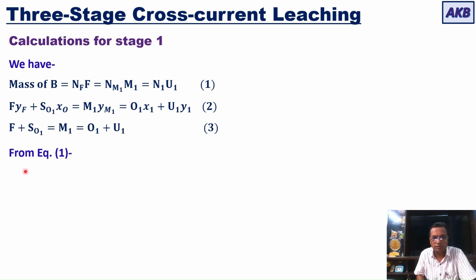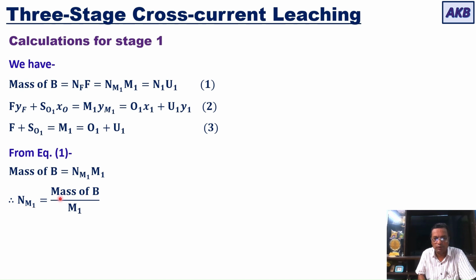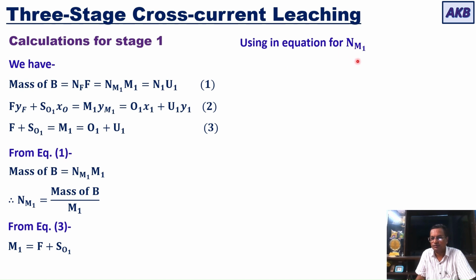And now what we will do, from equation 1, I will write this equation. Mass of B is equal to NM1 into M1. So I can equate mass of B to NM1 into M1, and then I can write the equation for NM1. So NM1 will be equal to mass of B upon M1. And for M1, I will use equation 3. From equation 3, M1 is equal to F plus S naught 1. So now I can replace M1 in the equation for NM1. So using that, I get NM1 is equal to mass of B upon F plus S naught 1.